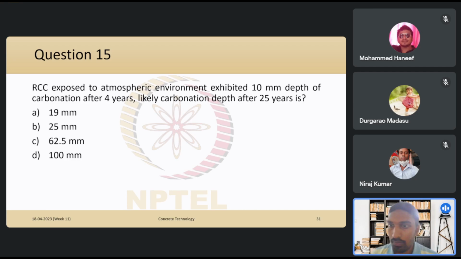Okay, we have one vote for option B, 25 mm. Okay, any other answers?